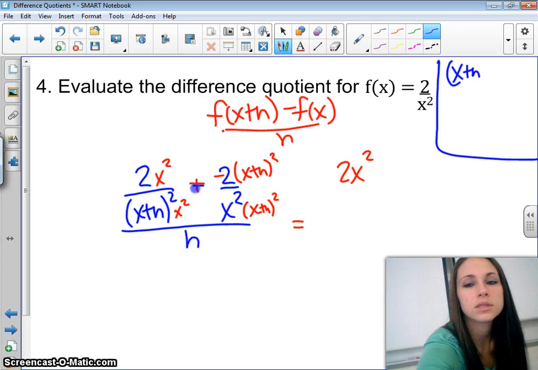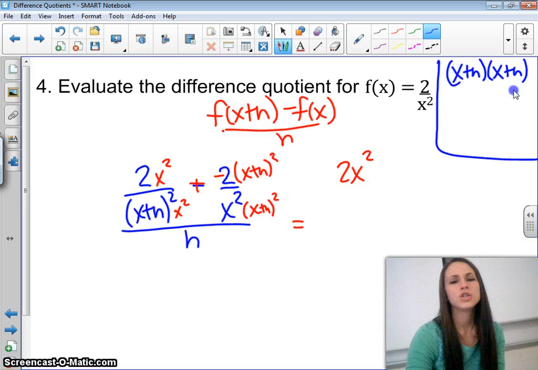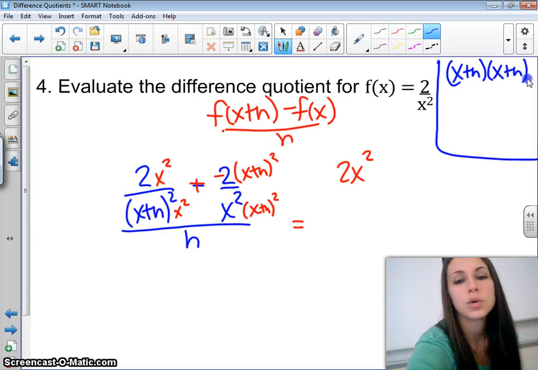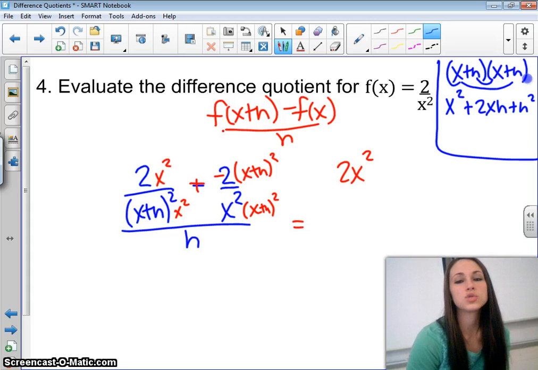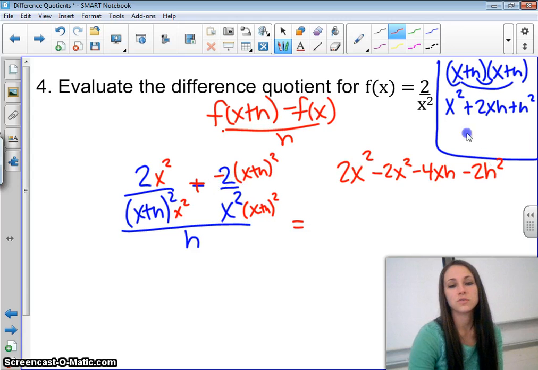And so we did this in example 2. We did x plus h times x plus h and multiplied that out. And you should get used to multiplying this out, because in quite a few problems that I give you, you're going to have to be able to multiply this out. So again, this is just going to be x squared. Outsides give me xh, insides give me xh, so this is going to be plus 2xh. And then h times h is h squared. And so then that's really what I'm distributing my negative 2 to. So this is going to be minus 2x squared. This is going to be minus 4xh. And then minus 2h squared when I distribute the negative 2 to this. Okay? So that's what I have in the top.